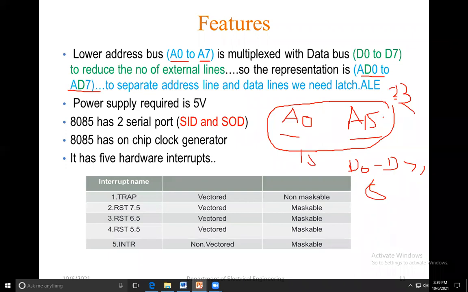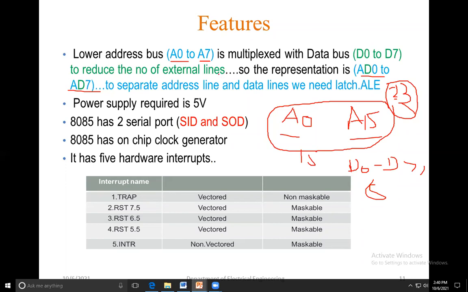But the 8085 is a 40-pin IC. If we had to use the data bus and address bus separately, only 23 pins would be required just for them. So what they do is multiplex the data bus and address bus. Multiplexing means that when you are using the data bus, some part of the address bus acts as the data bus. Multiplex means one person is doing two works.